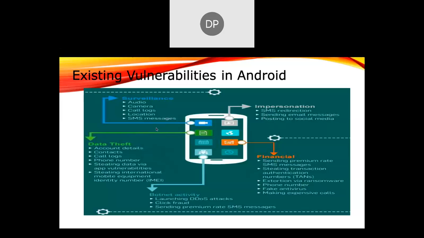Also, we can do surveillance like audio, camera, call logs, location, SMS messages. That means what we talk, the mobile will record and send, what I am talking with someone in my home. It will send the video of my room to someone who has hacked my mobile. Also, the hacker can get access to the call logs, the location where I am going, and also the SMS messages stored in my mobile inbox or sent.